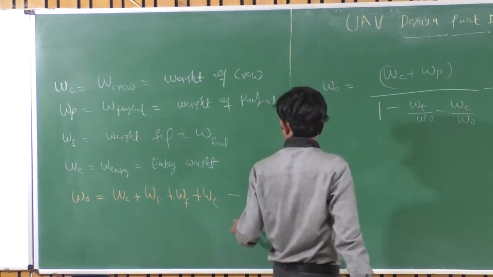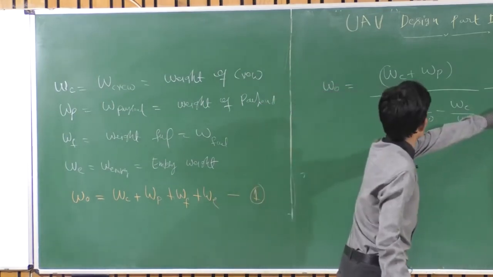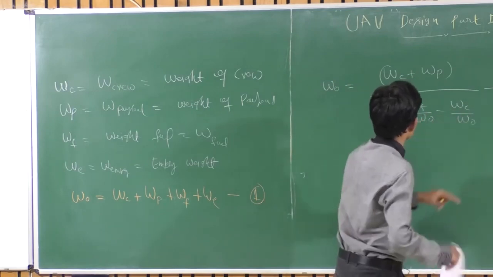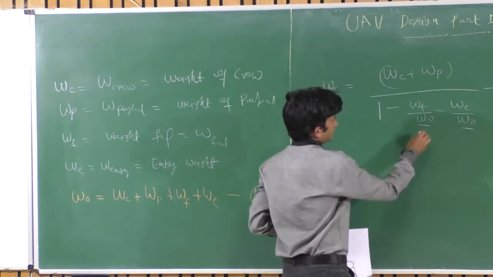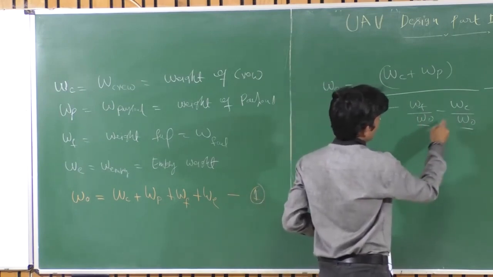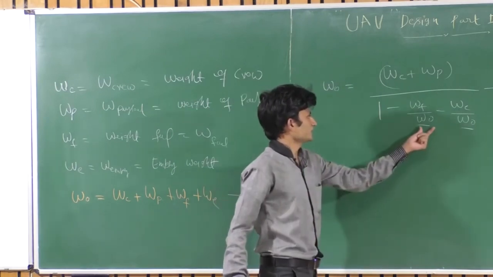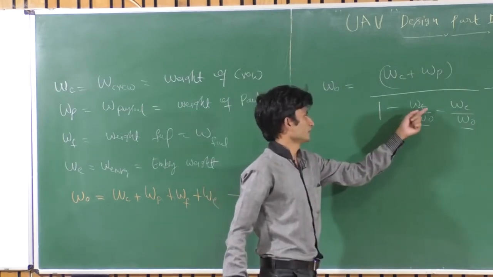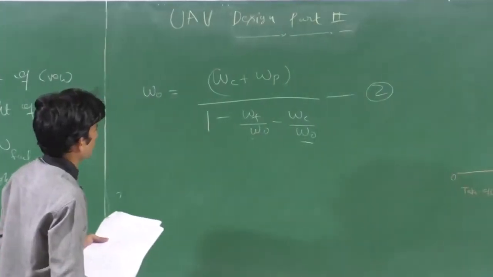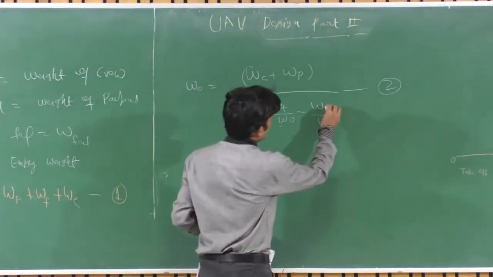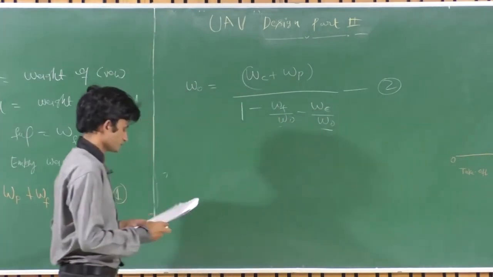So now you can see equation 1 and you can see equation 2. Equation 2 is nothing but written in terms of fractions, with W naught, like WF by W naught, WE by W naught. So these fractions we can find out, like WF by W naught we can find out. I will tell you how we can find out these things. This is WE, empty weight, okay, not WC.